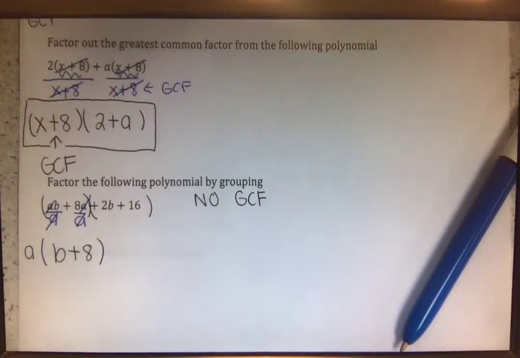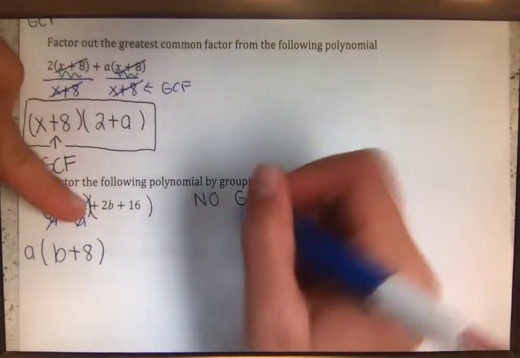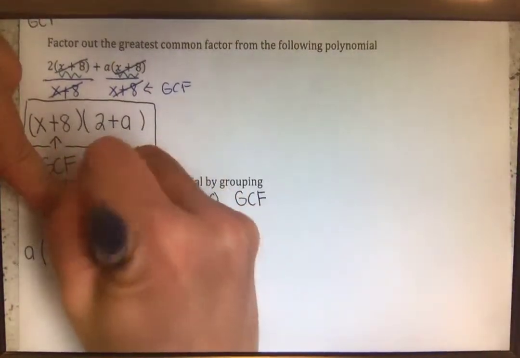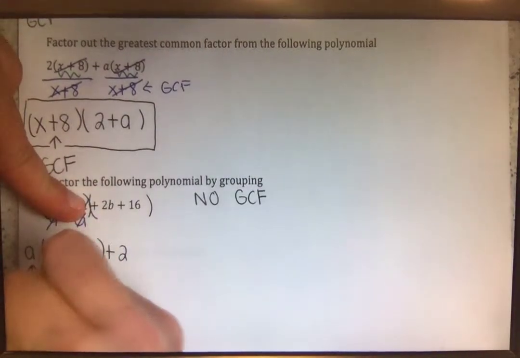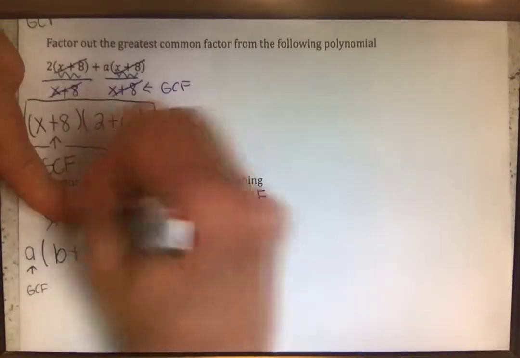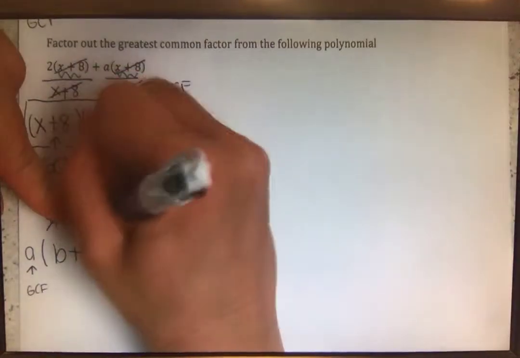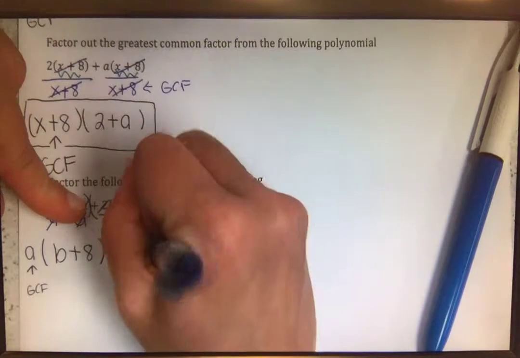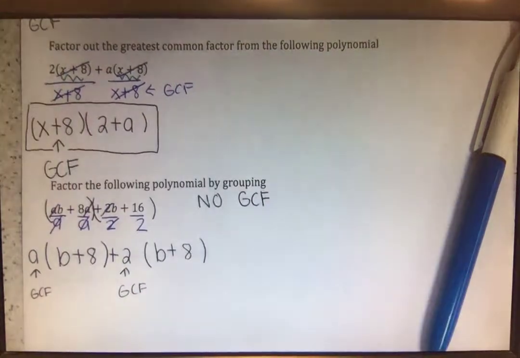So now looking at our next two terms, we have 2b plus 16. Notice they both have a 2 in common, so I can factor out that GCF of 2. Whenever we factor or divide out that GCF of 2, we are left over with 2b divided by 2. Those 2's will cancel out. We're left over with b. 16 divided by 2 will leave us with a positive 8. So just like the previous problem, we have a times b plus 8 plus 2 times b plus 8.